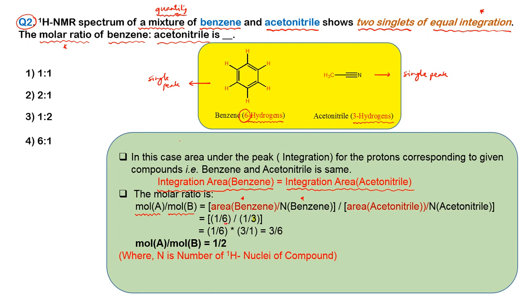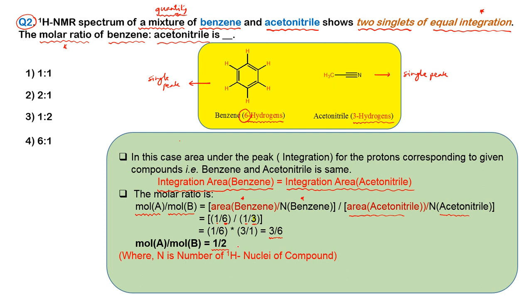So 6 will be the number of nuclei for the benzene, and the area of acetonitrile will be 1, because as we have seen earlier, since both give the same integration, it will be 1 to 1. And the number of 1H nuclei for acetonitrile will be 3. By a simple calculation, this value comes to be 3 by 6, and with a simple modification, it comes to 1 to 2.